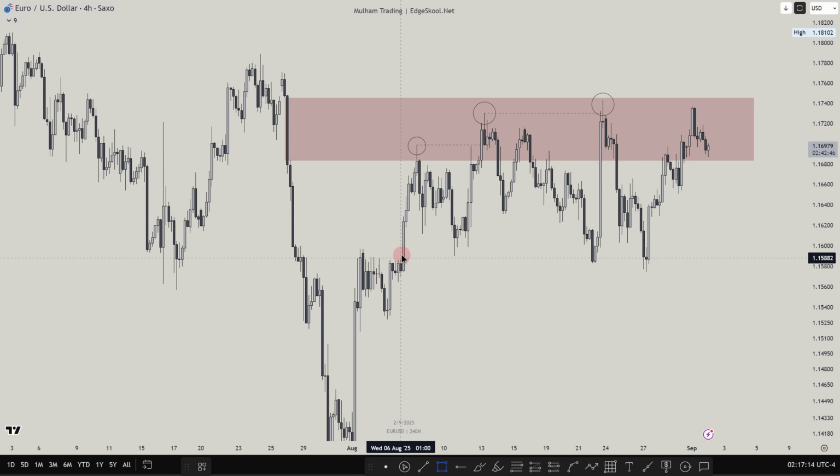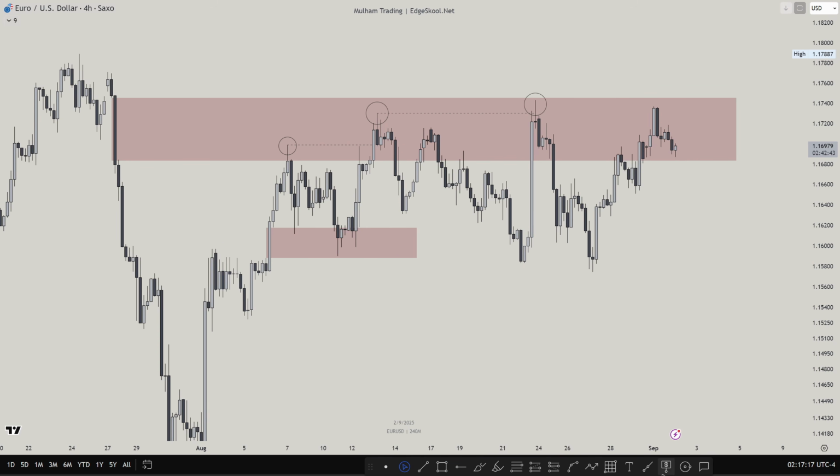If you notice, as well as here, imbalance. First touch is here, and then second touch almost filling the whole fair value gap here. So we could have traded here to the upside.